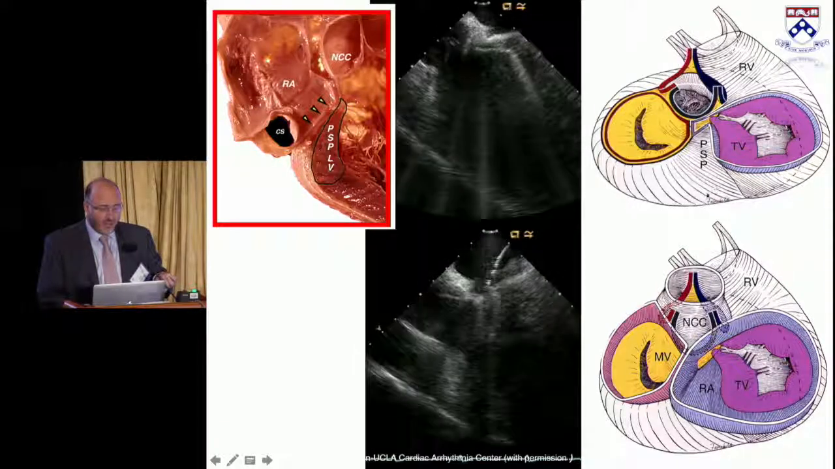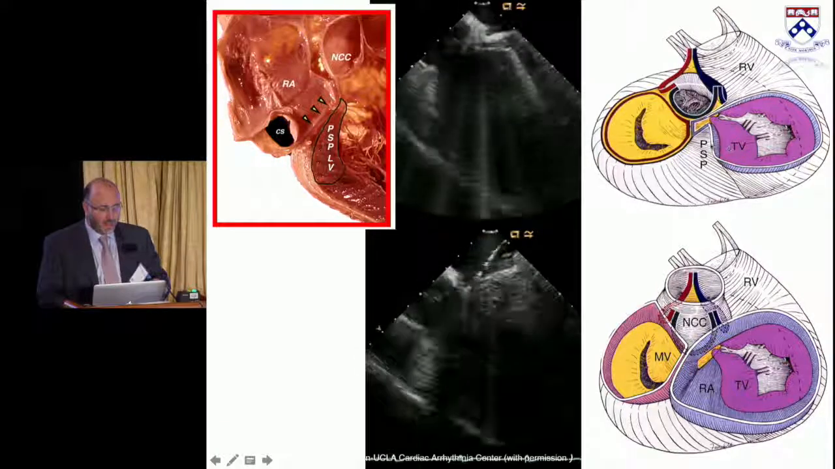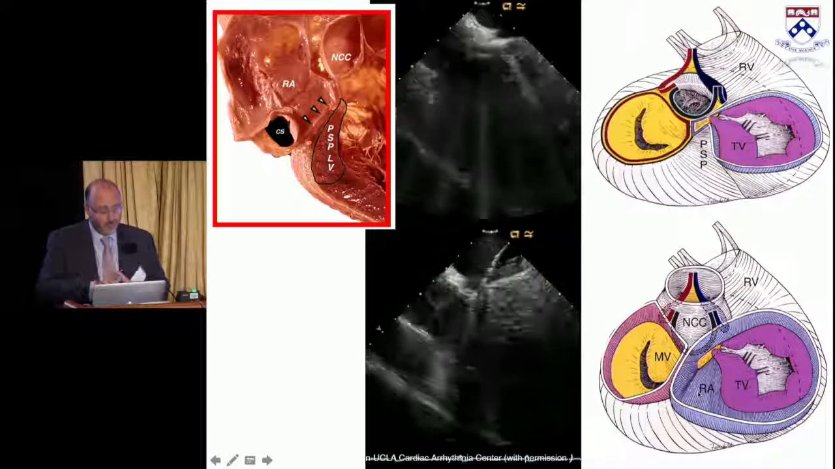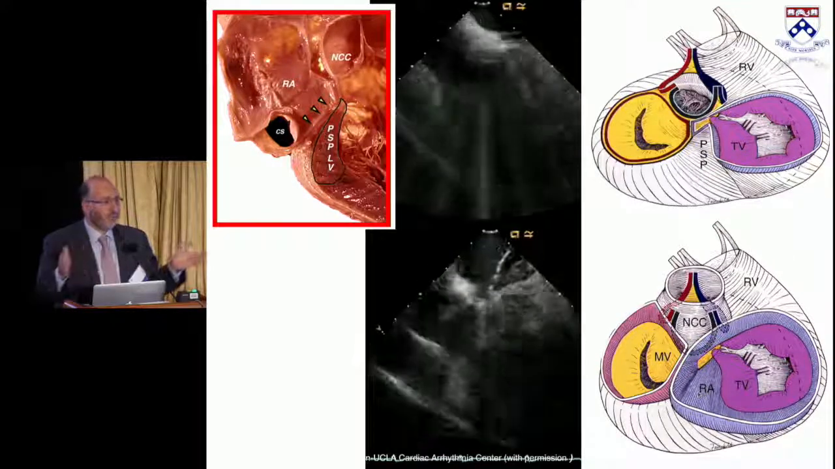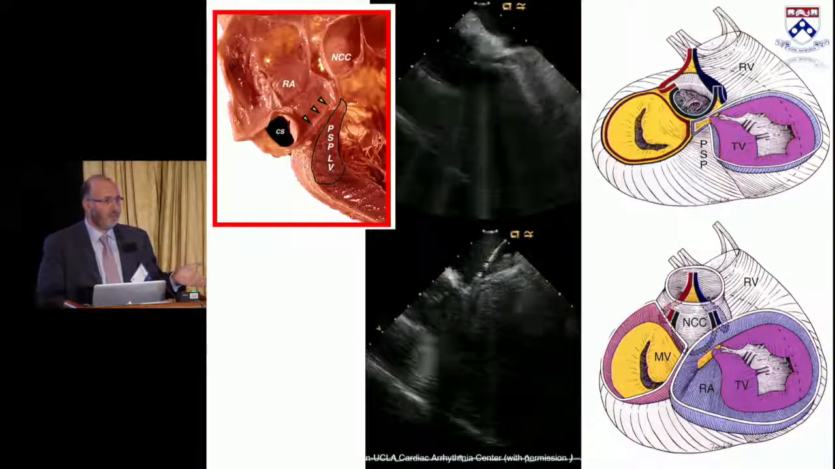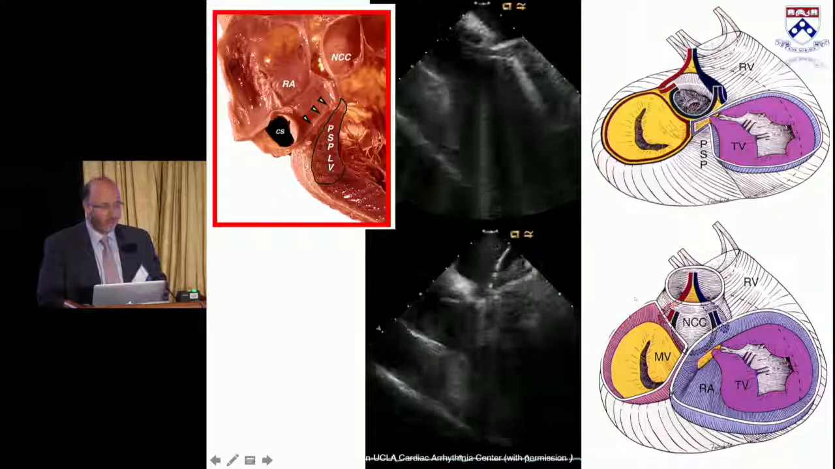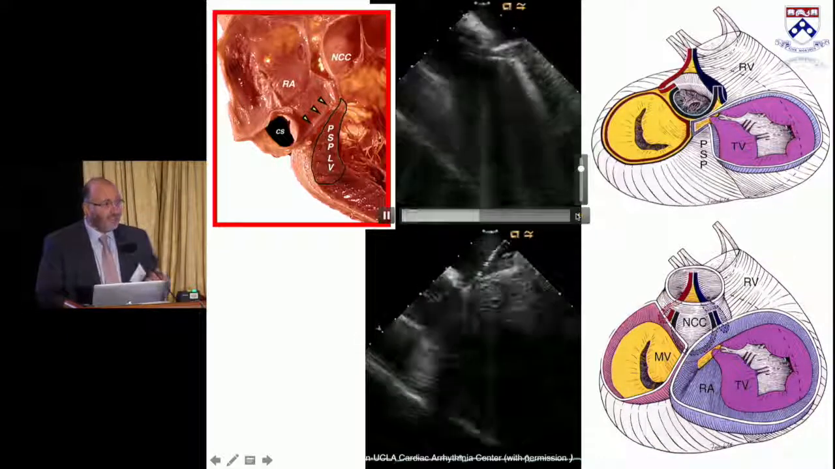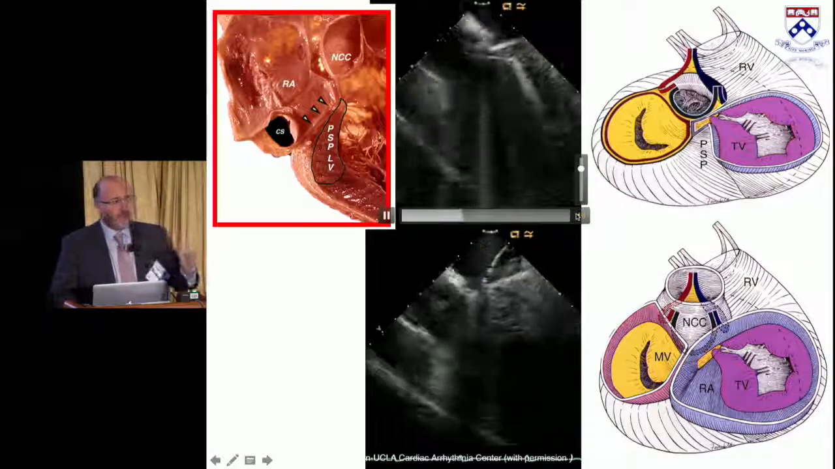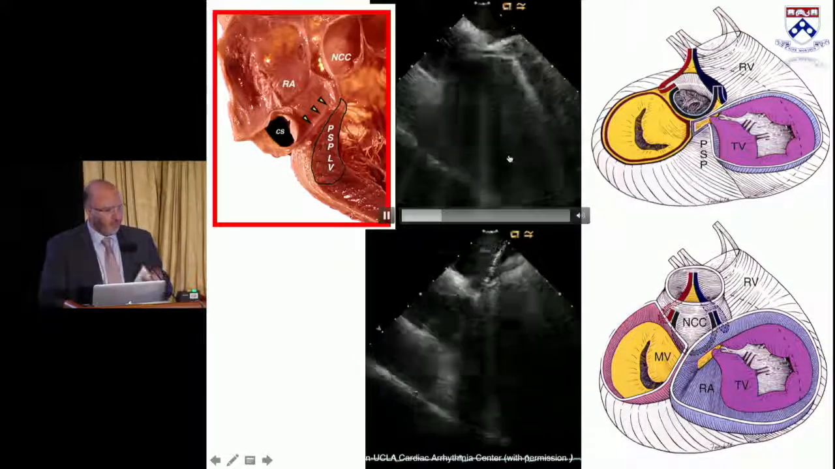If I put the catheter in the right atrium, I'm mapping the same space, because it turns out that the right atrium covers the posterior superior aspect of the left ventricle. So you can map the left ventricle from the right atrium, and we know that. It's not in every patient, but it's another point of mapping anatomically when you do this.